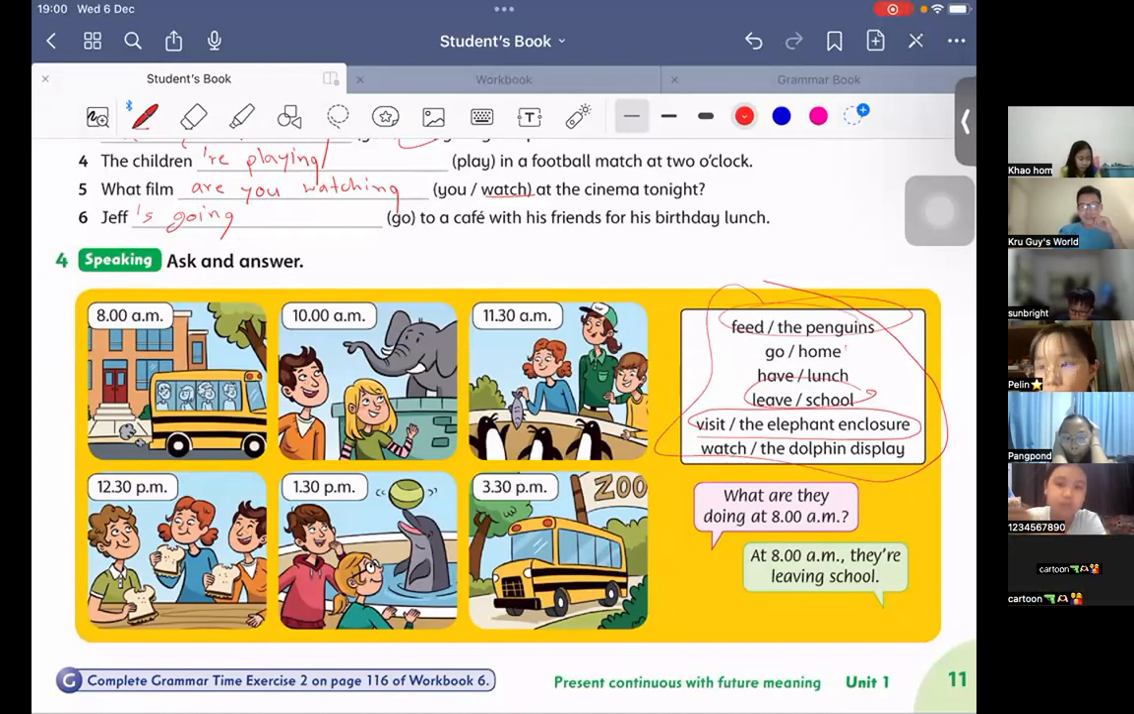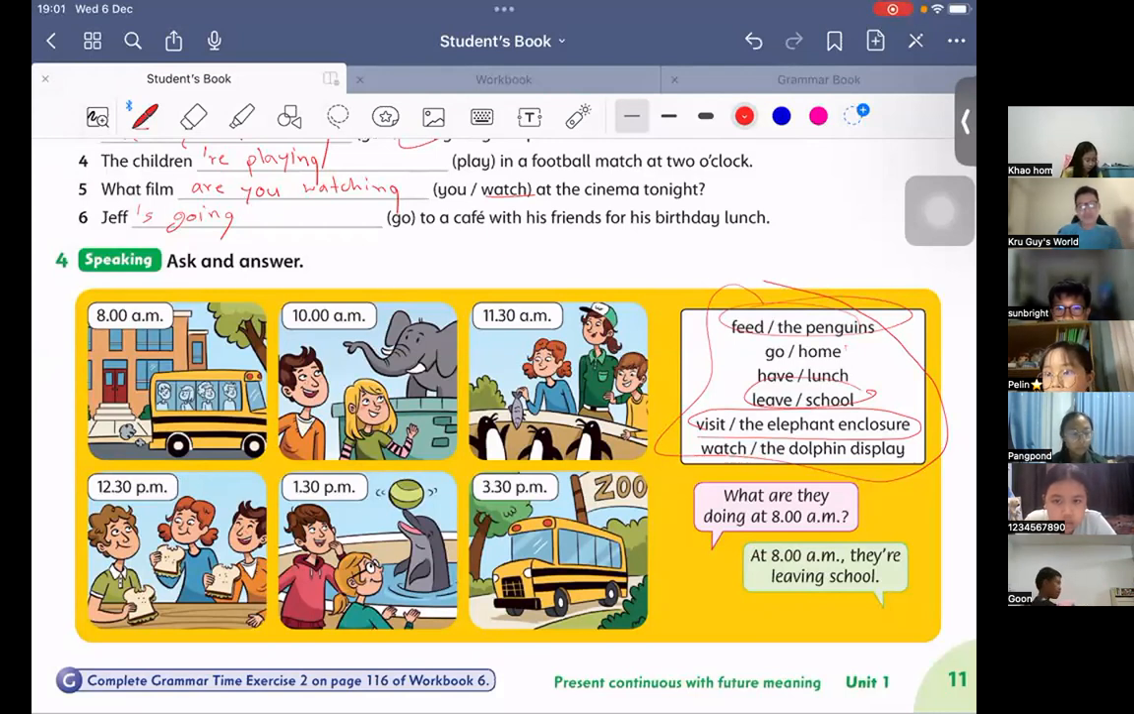All right, next one. Pelin, can you ask a question to Sunrise? What are they doing at half past 12? Okay, half past 12 or 12:30? At half past 12, they are eating lunch. Having lunch. You can say eating lunch, that's fine. But having lunch, yes, that's the correct one.